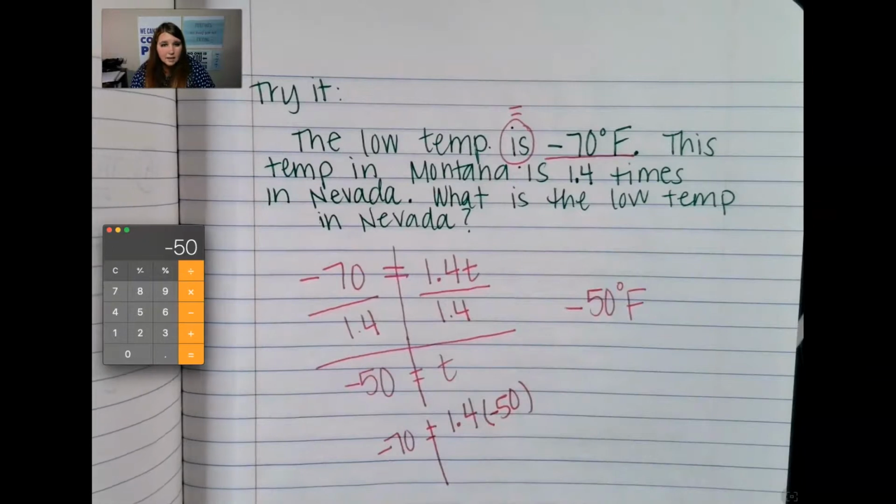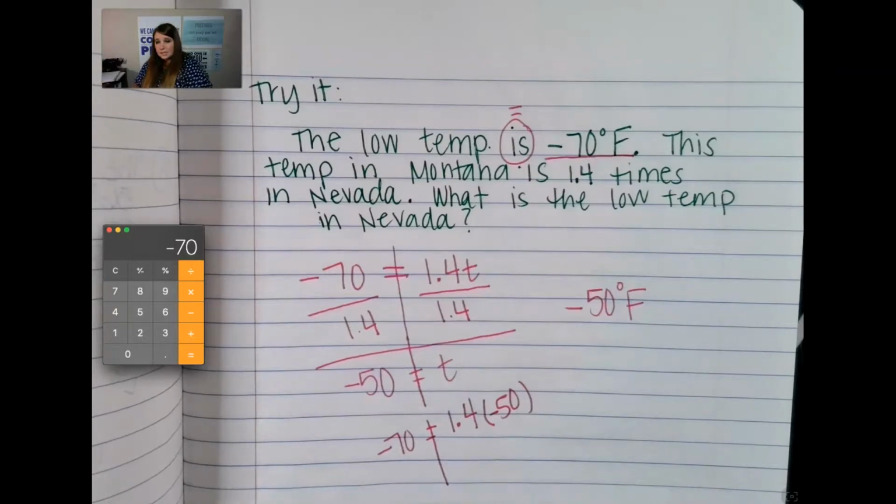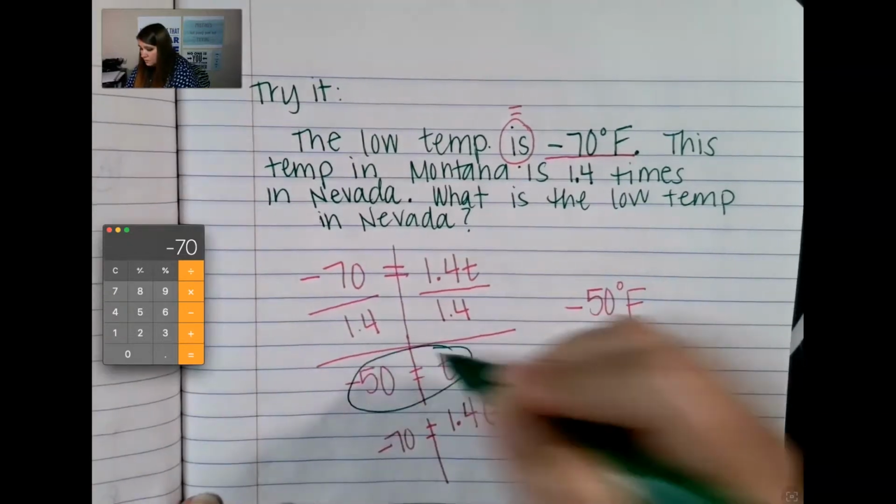So let's check to see if our solution is true. We'll take -50, multiply that by 1.4, and we should get -70. So this is the solution.